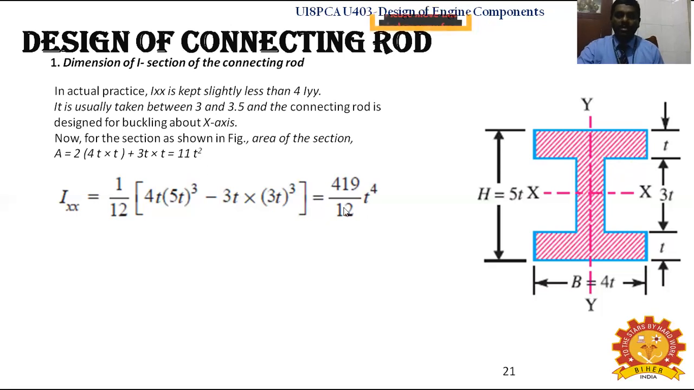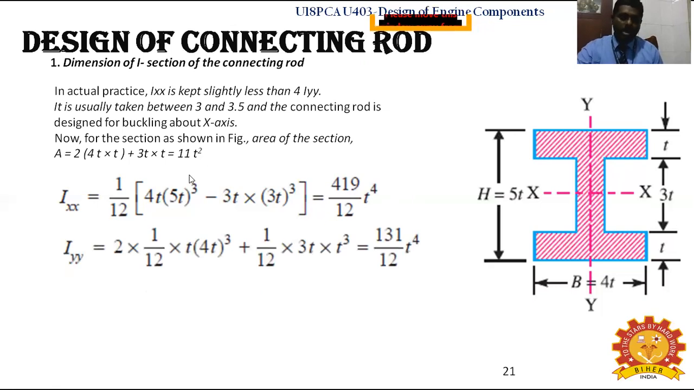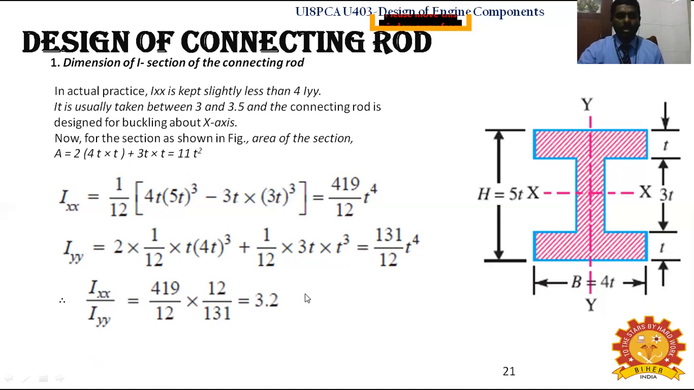So you are getting, by simplification, in terms of t value, Ixx is equal to 419 by 12 t power 4. Iyy also you are calculating in a similar way, by simplification, using the same BD cube by 12. In calculating Iyy, you are considering two rectangles and one rectangle in the middle, and simplifying for Iyy. Now taking the ratio of Ixx by Iyy, that gives you a value of 3.2. That's what you are seeing.